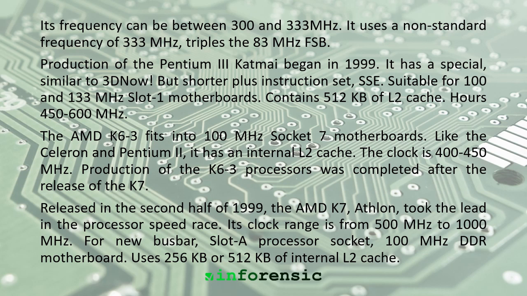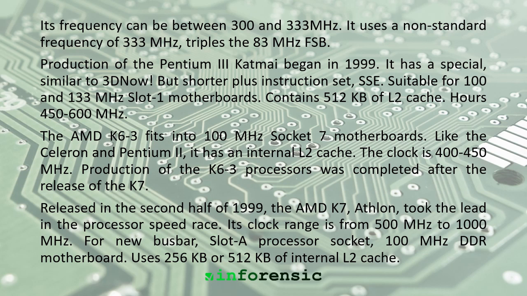The AMD K6-III fits into 100 MHz Socket 7 motherboards. Like the Celeron and Pentium II, it has an internal L2 cache. The clock is 400 to 450 MHz. Production of the K6-III processors was completed after the release of the K7.